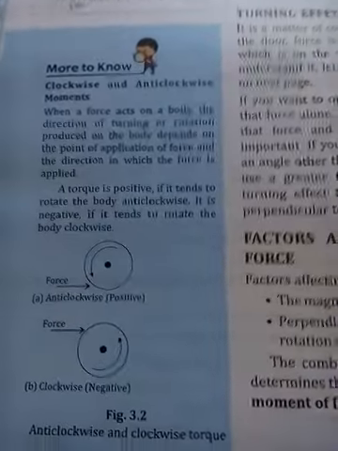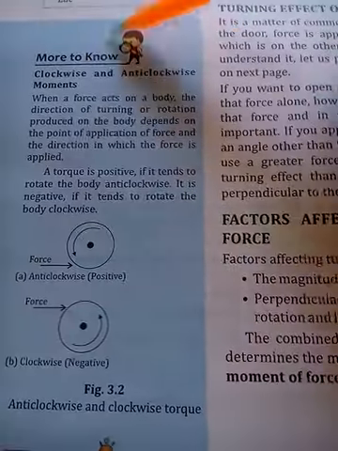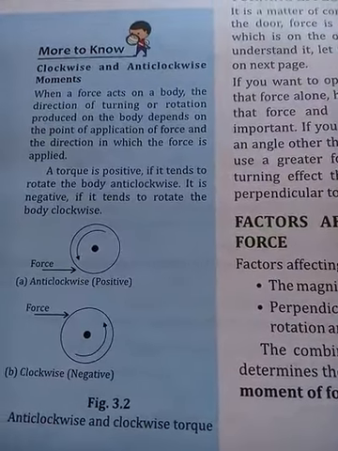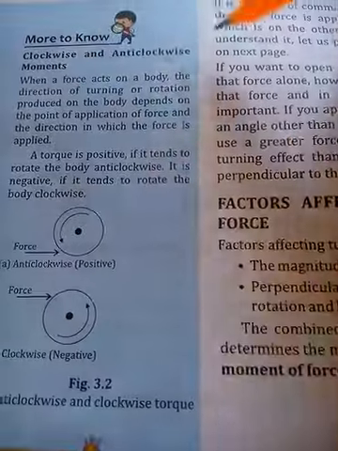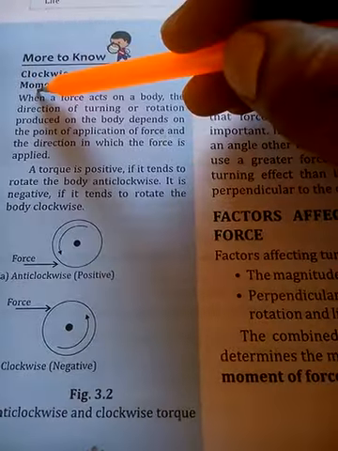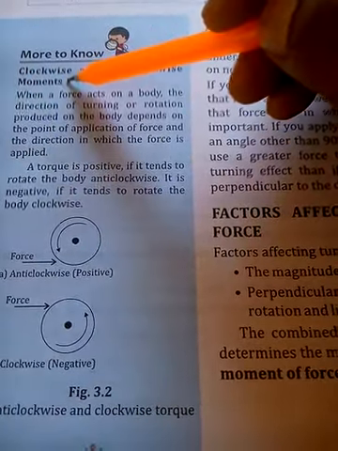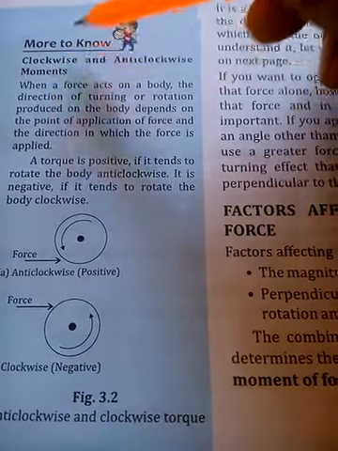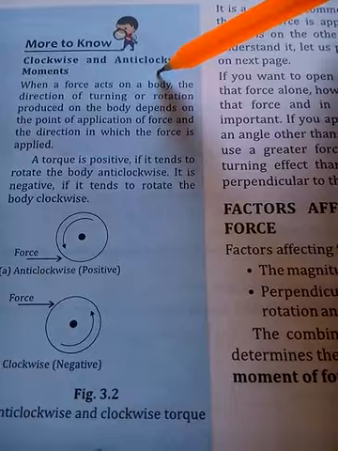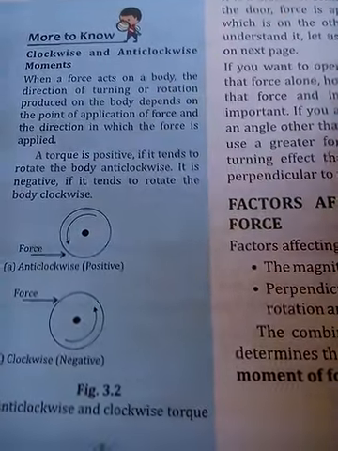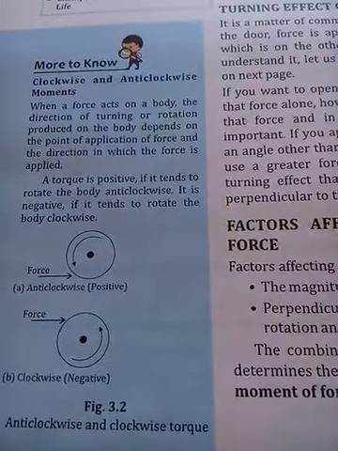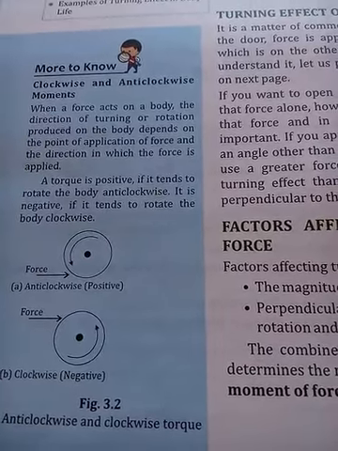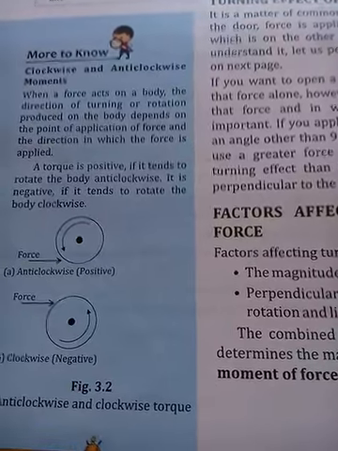So you see here clockwise and anti-clockwise moments. This turning effect of force is also known as moment. So you can note down in your copy that the turning effect of force is also known as moments of force or moments. Now there are two types of turning effect or moments. One is clockwise and another is anti-clockwise. Now if the moment of force is in anti-clockwise direction, then we say that the moment of force is positive. So please note it down somewhere.